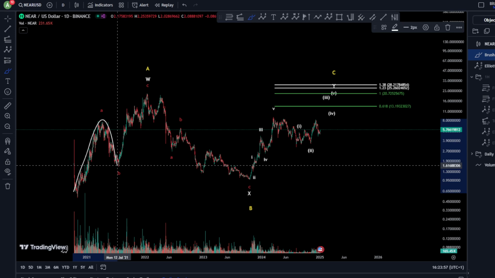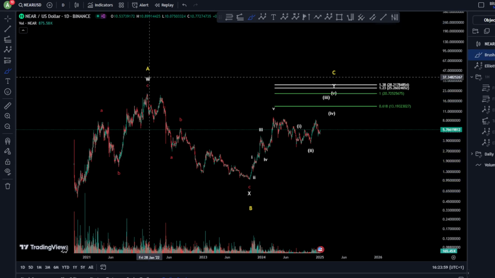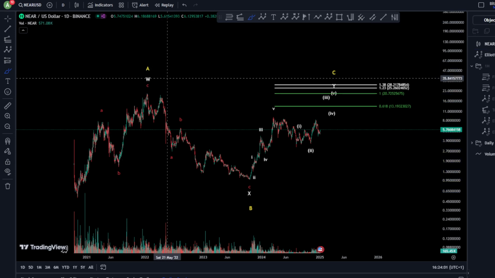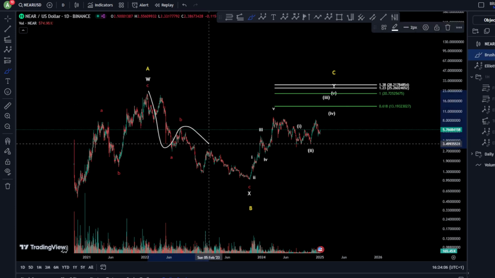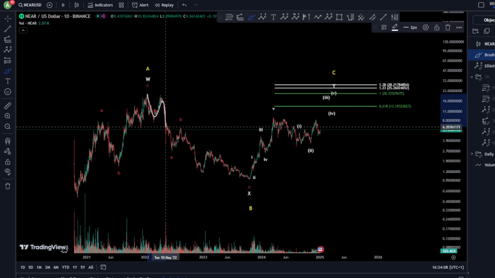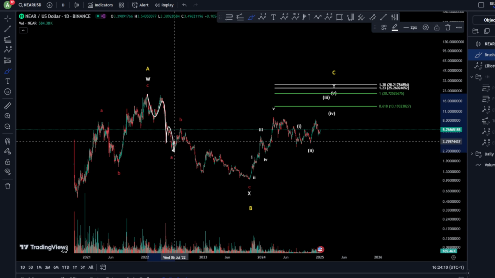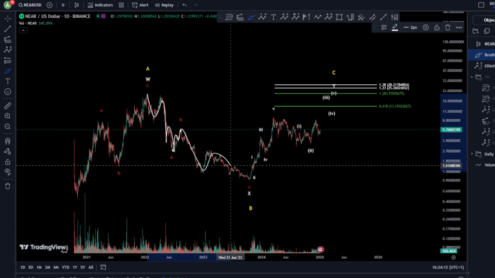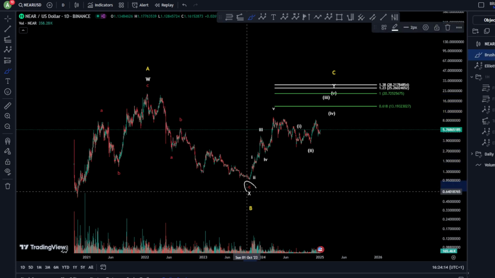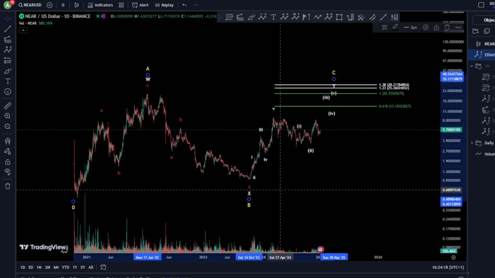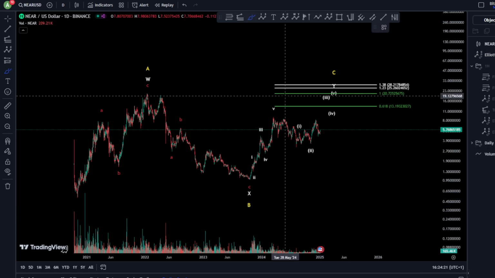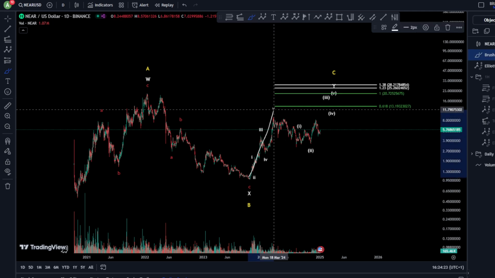So starting from here, we have an ABC. Of course, both are good for a W or for an A here, and then we are looking here at another A, B, and a C as a zigzag where you have 1, 2, 3, 4, 5 for your A, correction for your B, 1, 2, 3, 4, and a 5, ending diagonal for your wave C, finishing a wave X, or finishing a wave B. Now, after this, in both case scenarios, you would like to see an impulse.